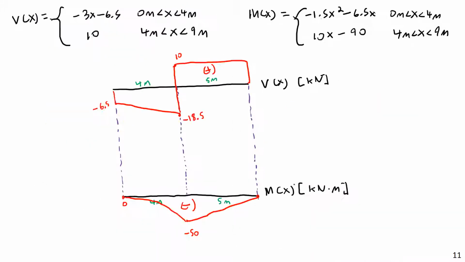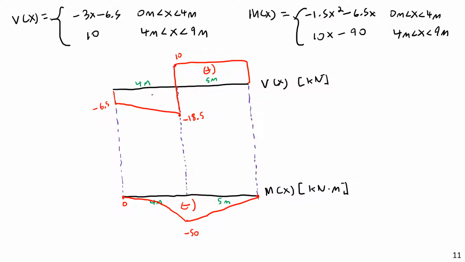Another way to think of this is that if you find the area under this curve, you will find that it equals the change from here to here. So think about this. This is a trapezoid that goes from negative 6.5 to negative 18.5. The formula for the area of a trapezoid is the average of the two bases times the length. So that would be 4 times negative 6.5 plus negative 18.5 divided by 2. And that comes to what I would expect, which is negative 50. So the area of this thing is negative 50.